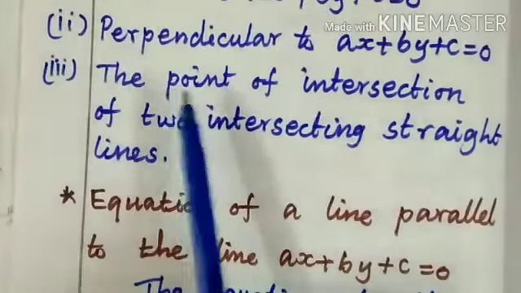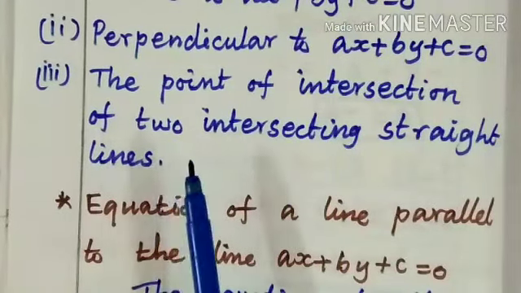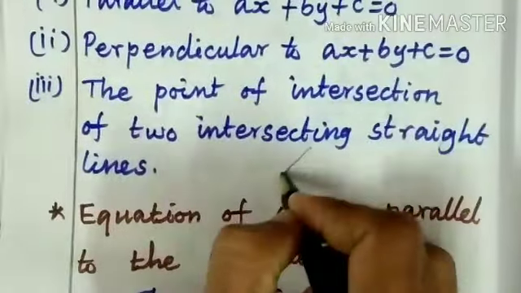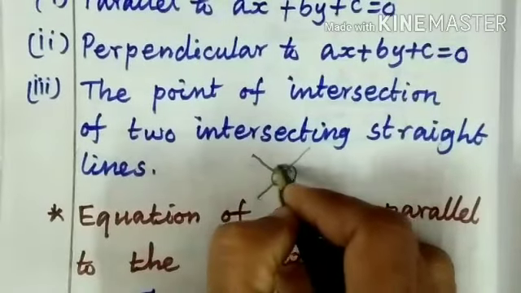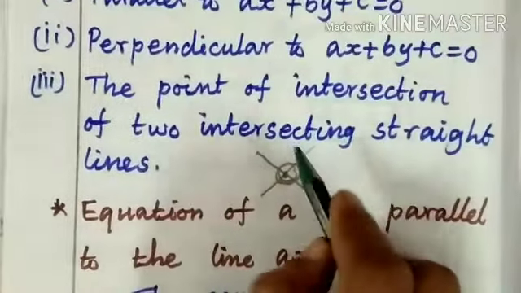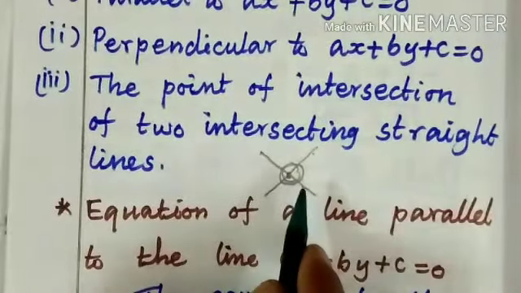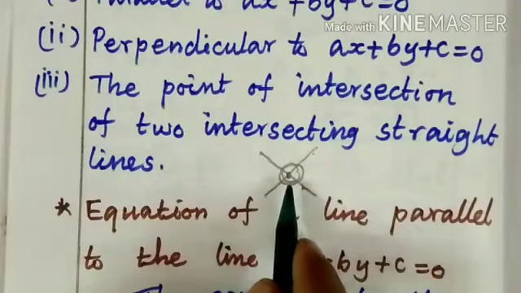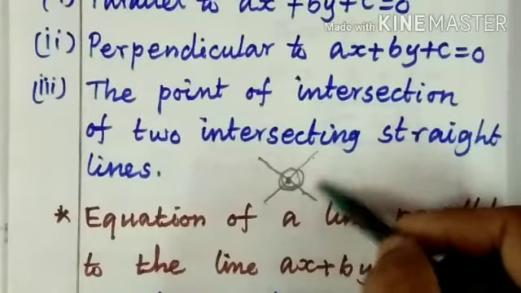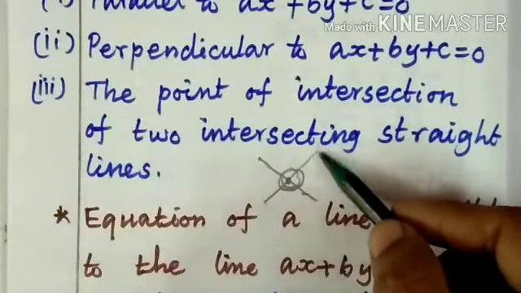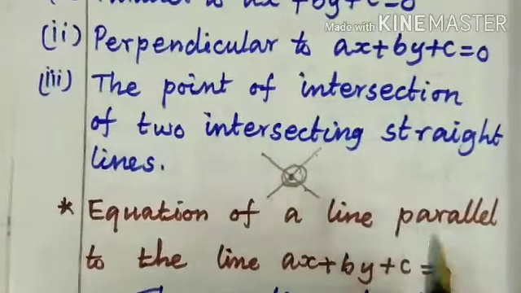The third subdivision, the point of intersection of two intersecting straight lines, which means you have to find the intersecting point of these two straight lines. This is the point of intersection. So, the equation of this line and the equation of this line, both line equations are given. You have to find the intersecting point. That is, you have to solve these two given equations, and we get the x point and y point. That is the intersection point of these two straight lines.